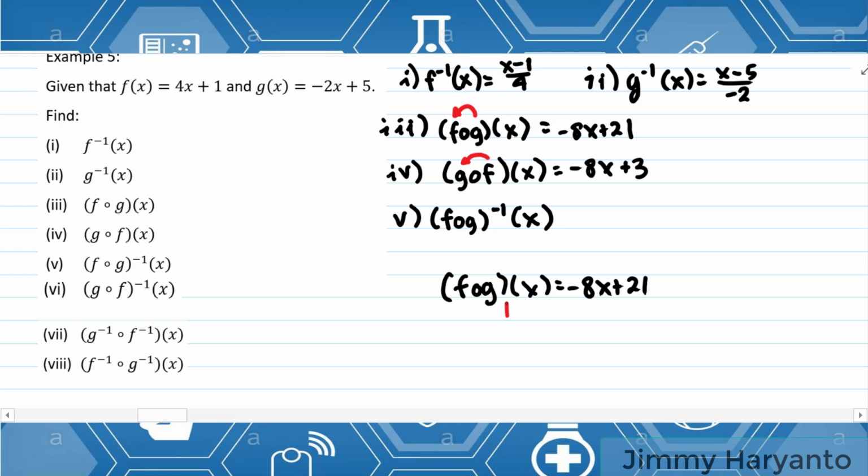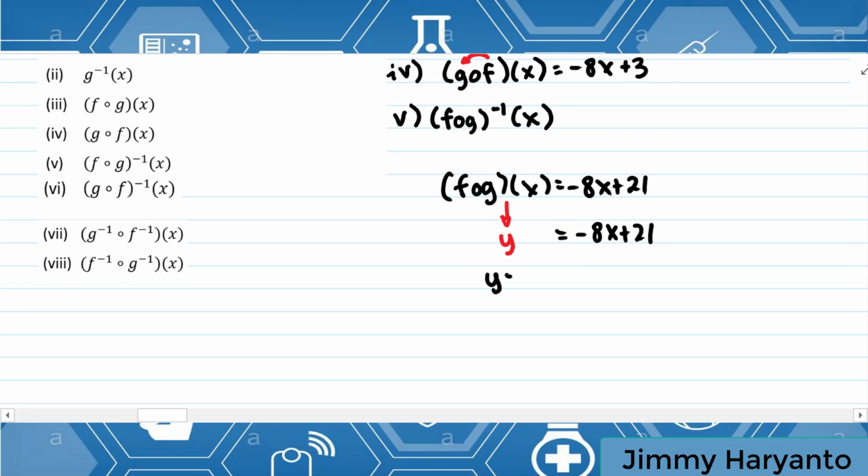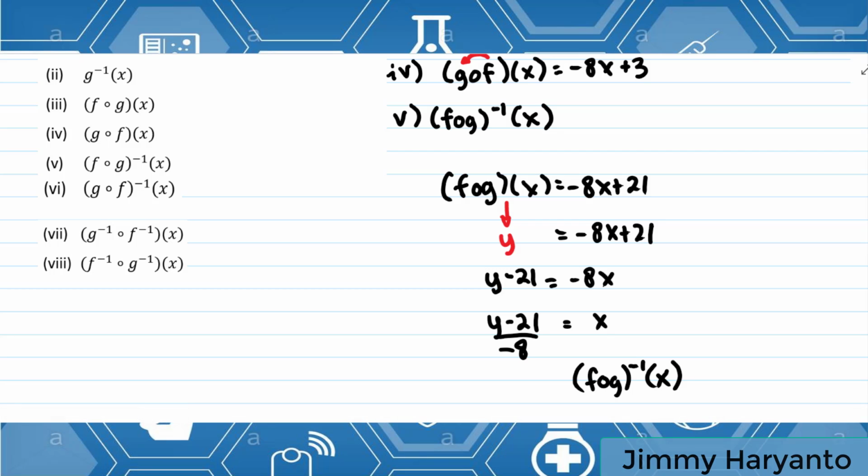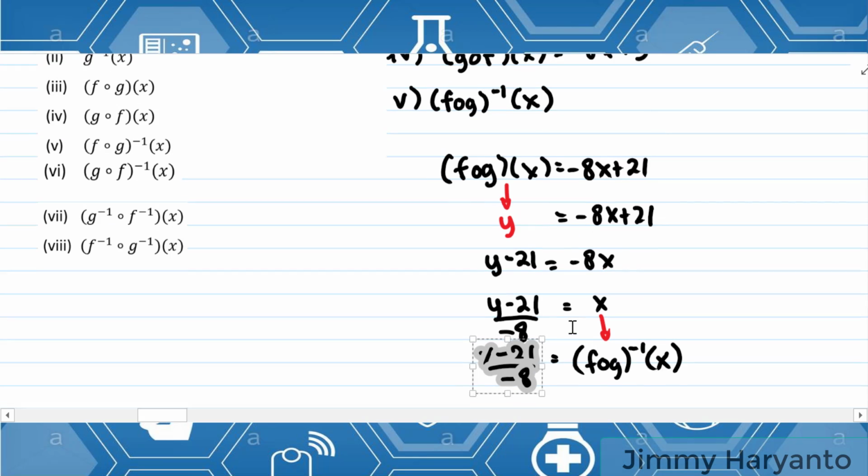So we have to make it into y equals negative 8x plus 21, and then make it into x equals, y minus 21 equals negative 8x. So x will be y minus 21 over negative 8, and then this one will be (f∘g) inverse x. Change the x into (f∘g) inverse, and change the y into x. There you go. This one is the inverse.